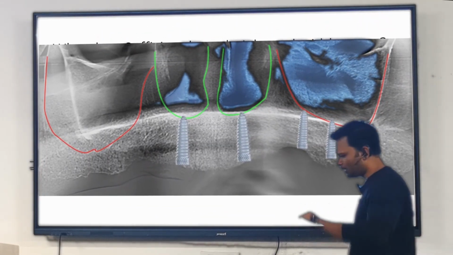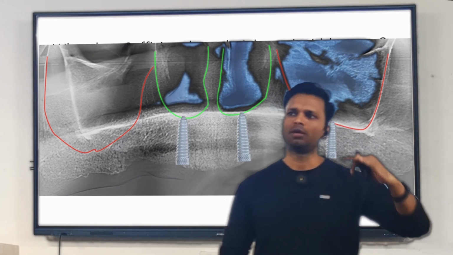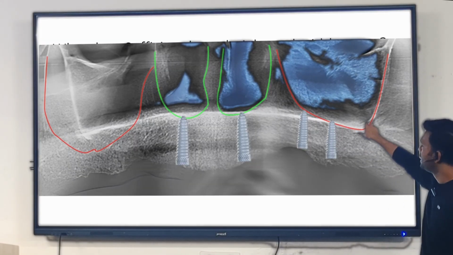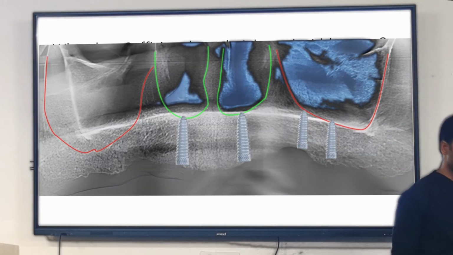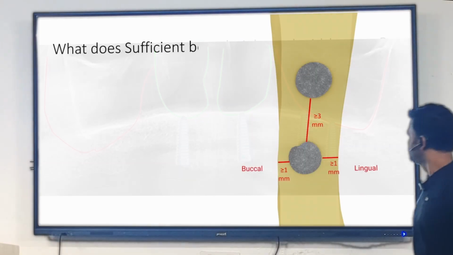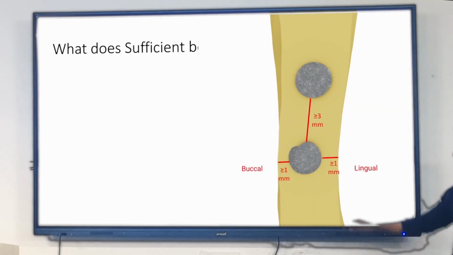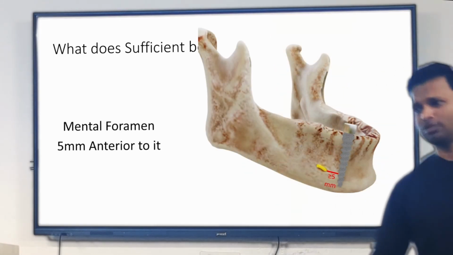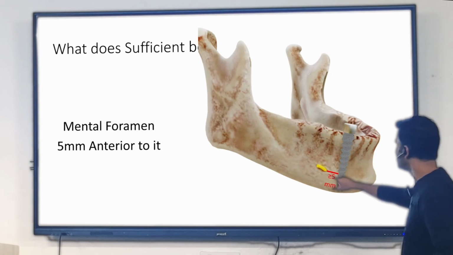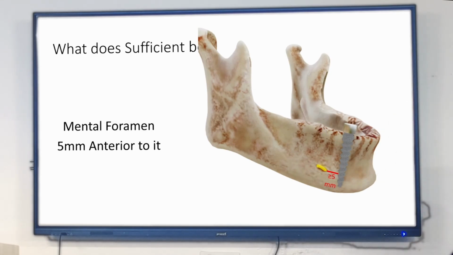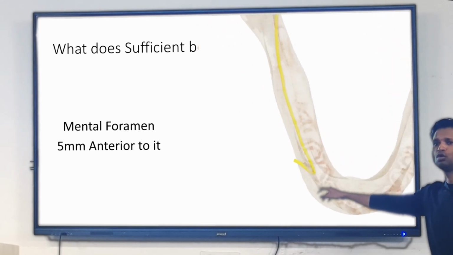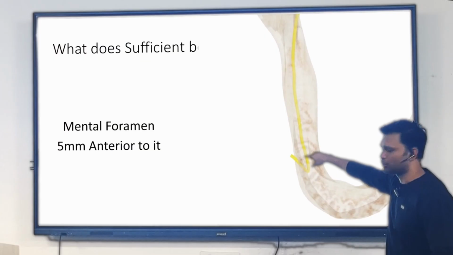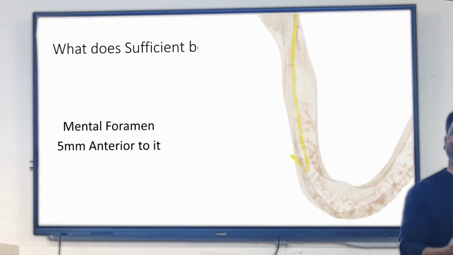Then I told you earlier, we need to keep a distance of at least 2 mm from the sinus or nasal floor. Now the concept is that we should engage the cortical bone of the sinus floor or the nasal floor. Buccally and lingually, there should be at least 1 mm of bone on both sides. And if you are placing an implant close to the mental foramen, it should be at least 5 mm anterior to the mental foramen, because there is something called the anterior loop of the inferior alveolar nerve. This is the mental foramen. So we keep 5 mm anteriorly to protect the nerve from injury.